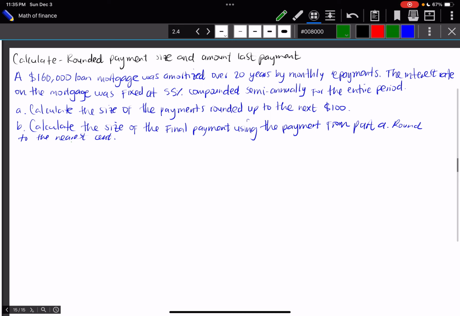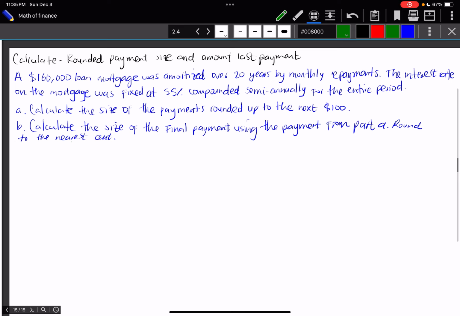We have that a $160,000 loan mortgage was amortized over 20 years by monthly repayments. The interest rate on the mortgage was fixed at 5.5% compounded semi-annually for the entire period. We need to first calculate the size of the payments rounded up to the next $100, and second, calculate the size of the final payment using the payment from Part A. And we need to round the answer to the nearest cent.